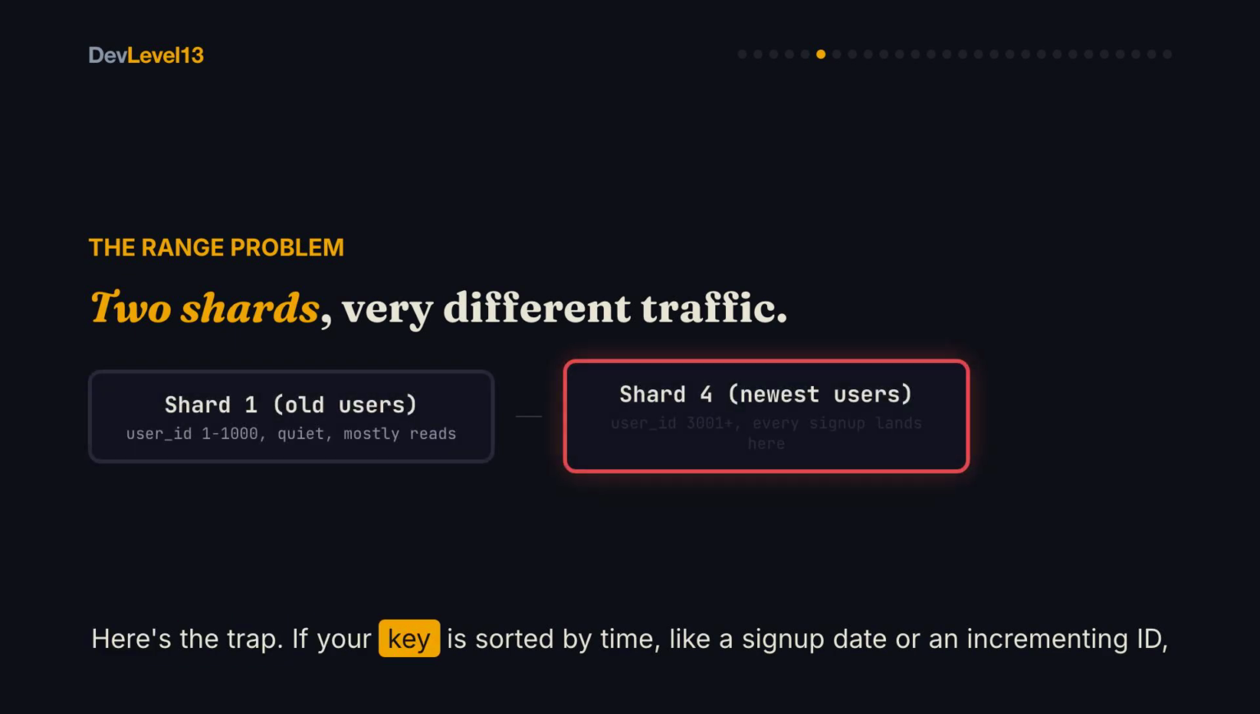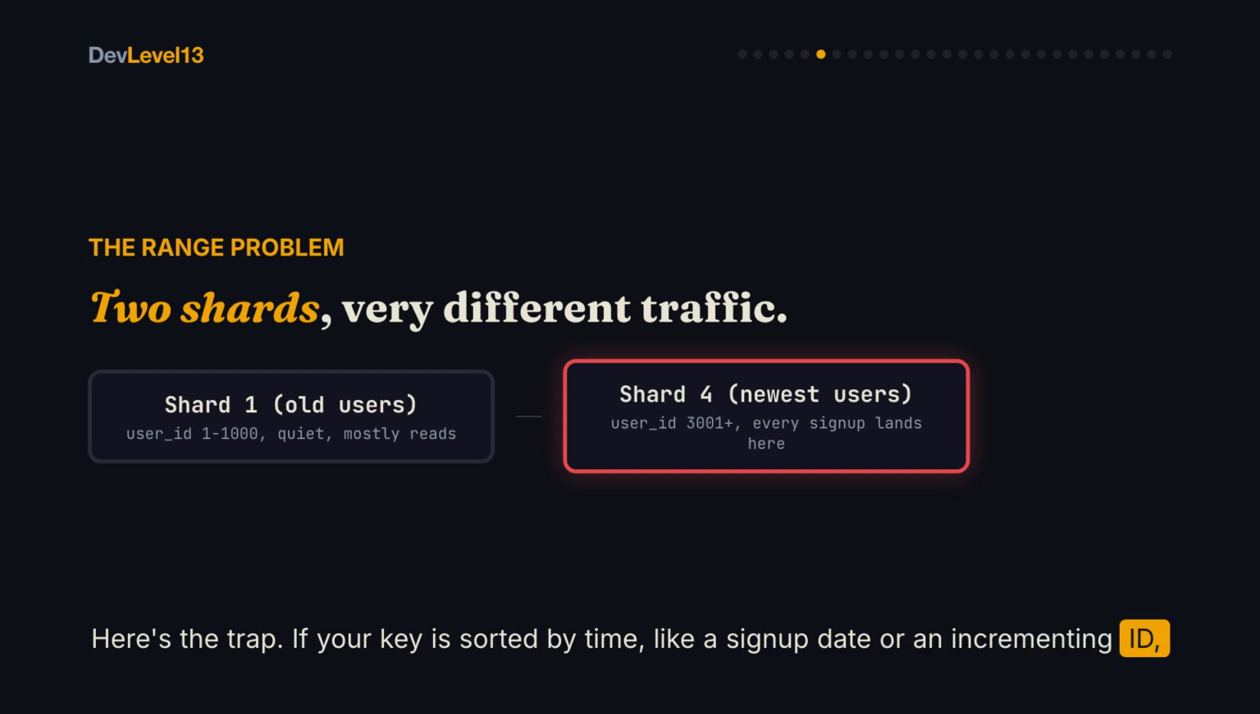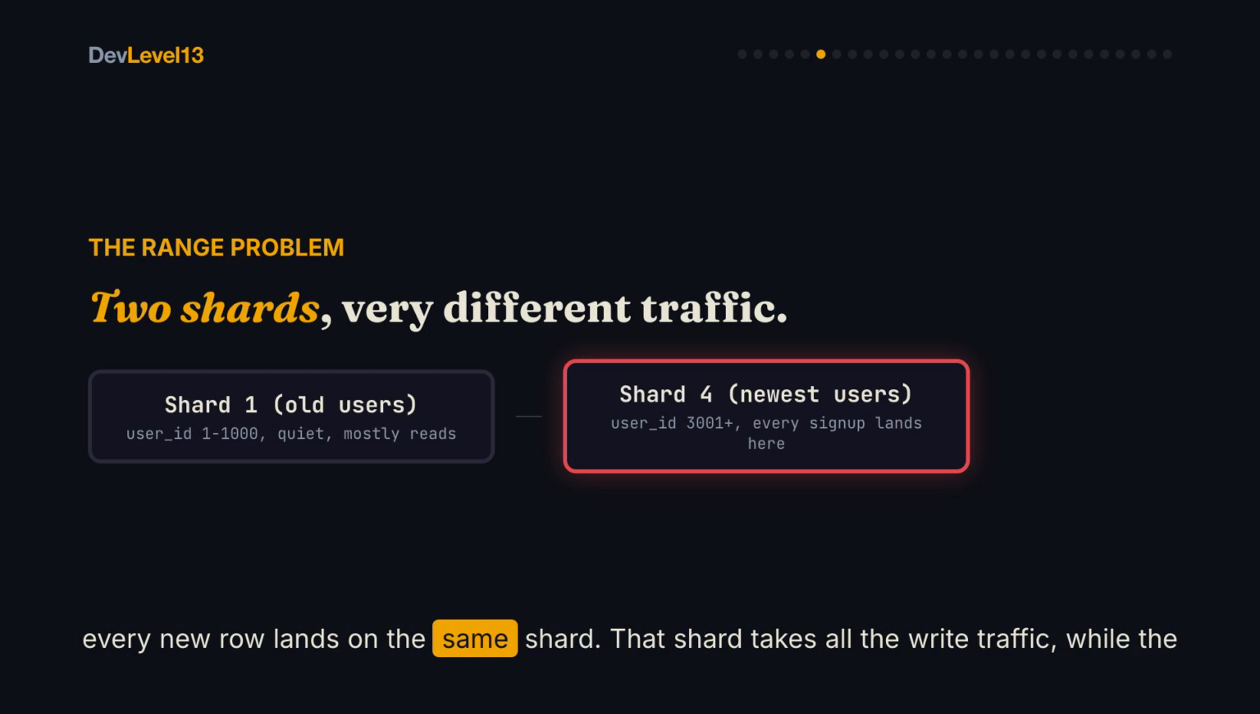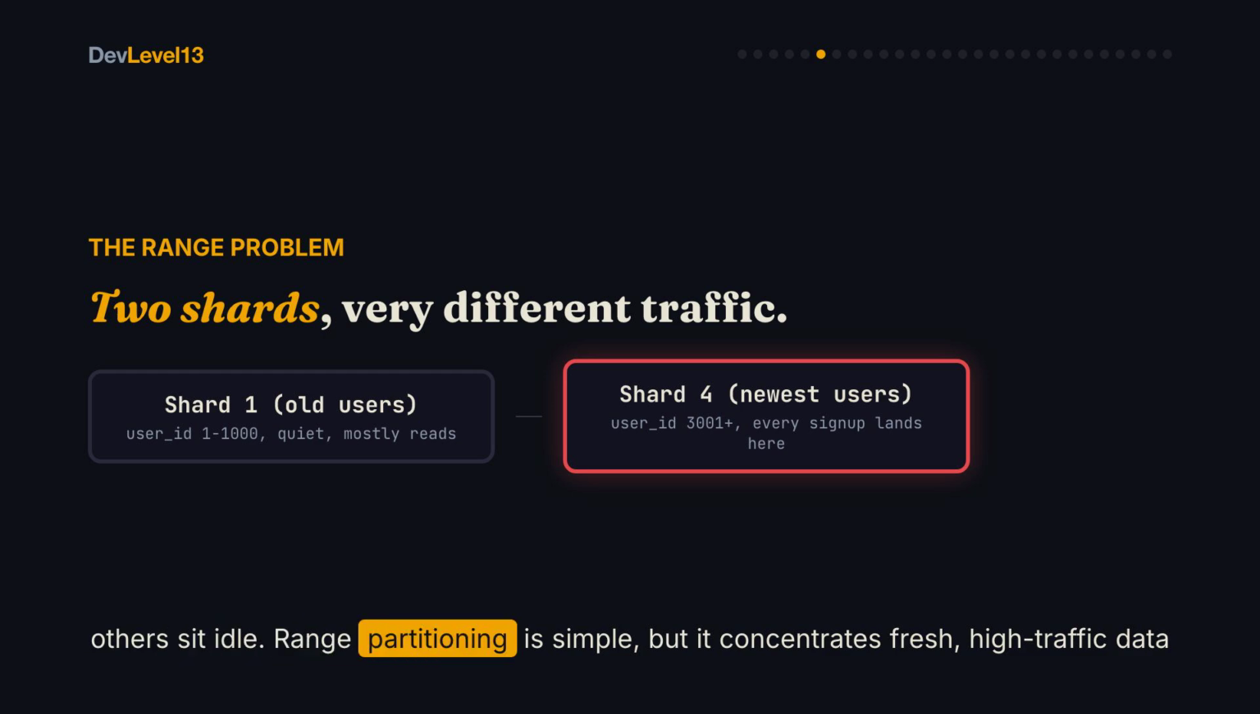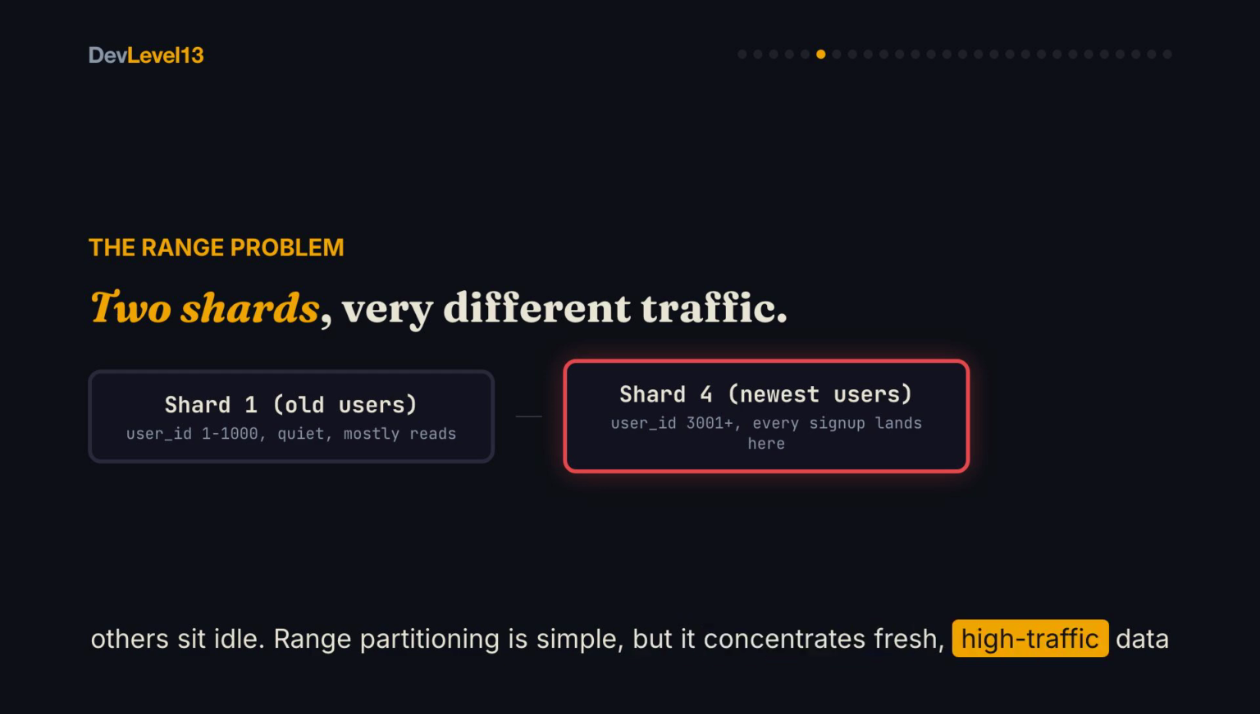Here's the trap. If your key is sorted by time, like a sign-up date or an incrementing ID, every new row lands on the same shard. That shard takes all the write traffic while the others sit idle. Range partitioning is simple, but it concentrates fresh, high-traffic data on one machine.